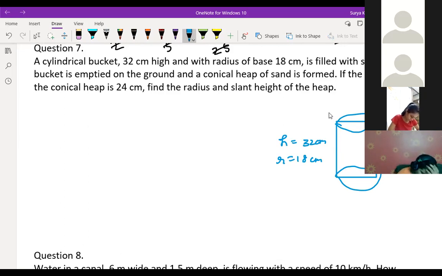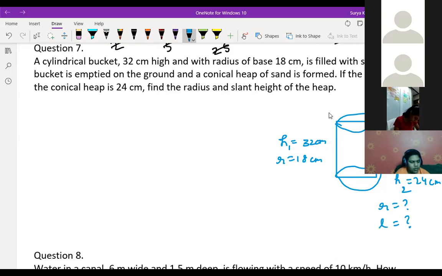This is going to convert into what? Conical heap on the ground. If the height of the conical heap is 24 centimeter, this you write here H1. This you can write here H2. Find the radius and slant height of the heap. We have to write here radius we have to find and we have to find slant height.